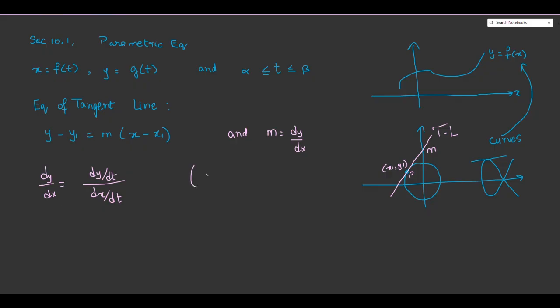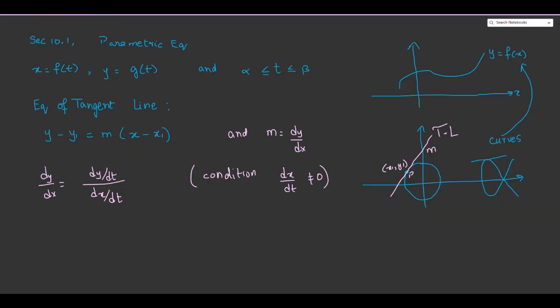But there is a condition. The condition is that the derivative of x with respect to t should not be equal to 0. If it is equal to 0, then the slope becomes infinite, or we can say we have a vertical tangent.